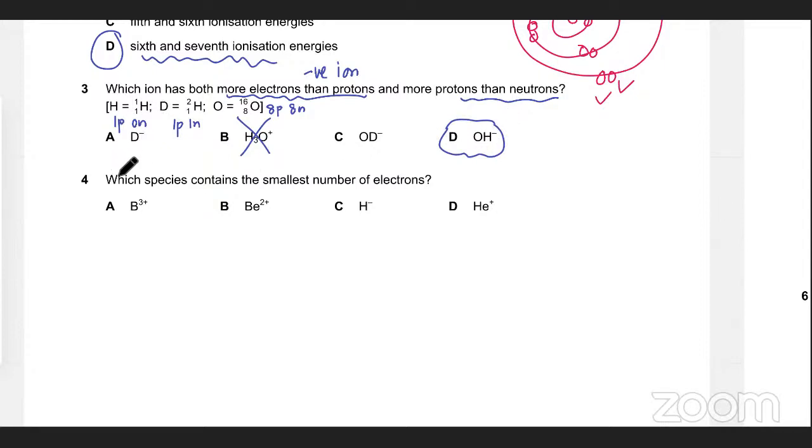Sir? Yes. Can you explain the D part again? Like you were saying about hydrogen, it should have hydrogen. I didn't understand that part.